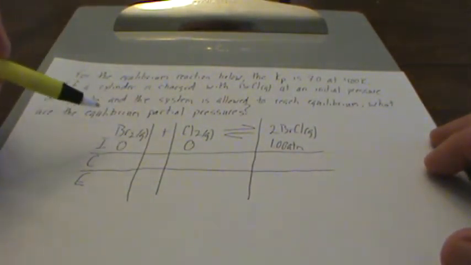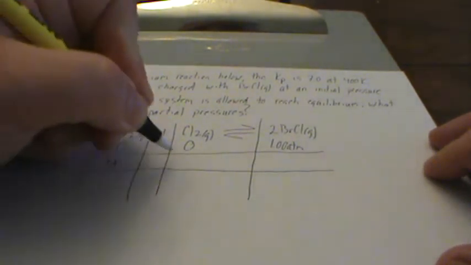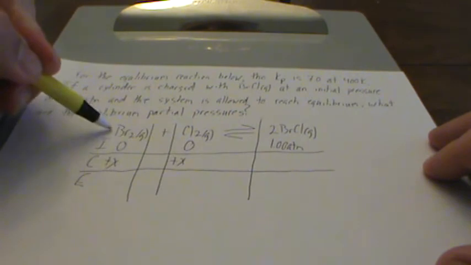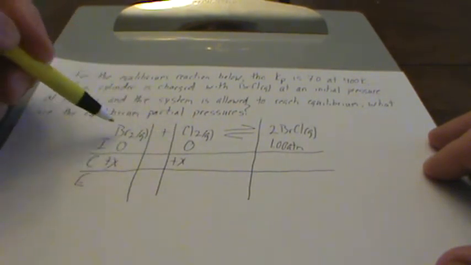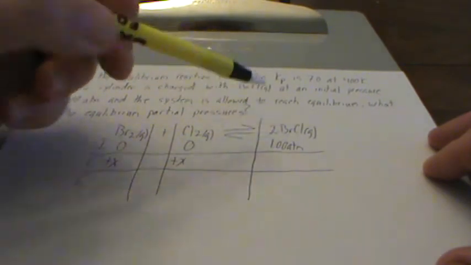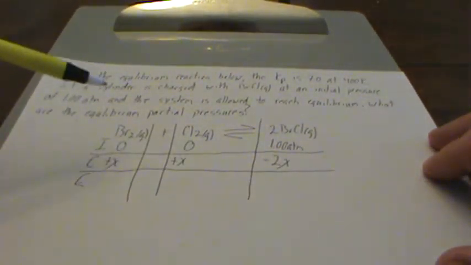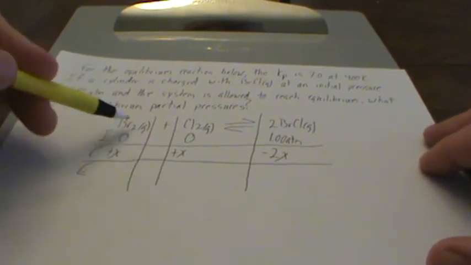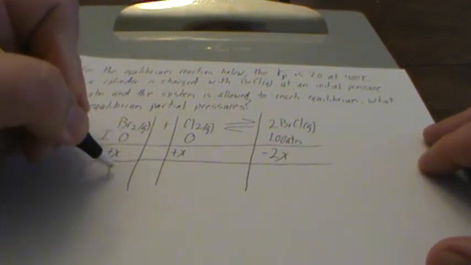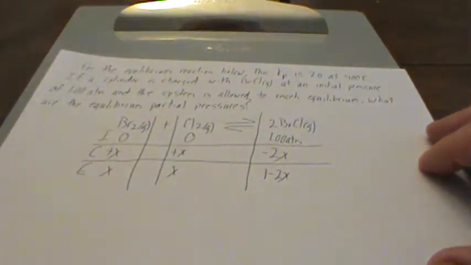Okay, now if we go down to the change, since we have 0 on this side, our change is going to be positive, and it's going to be a plus x, because if we look, we only have coefficients of 1 in front of them. Now in front of BrCl, we have coefficient 2, so its change is going to be a minus 2x. Then down at equilibrium, combine initial and change, so x, x, 1 minus 2x.